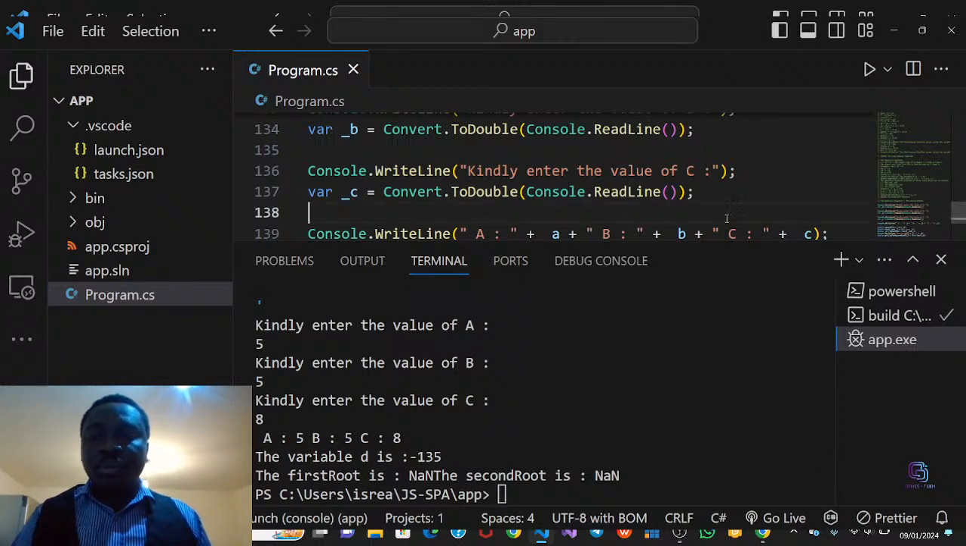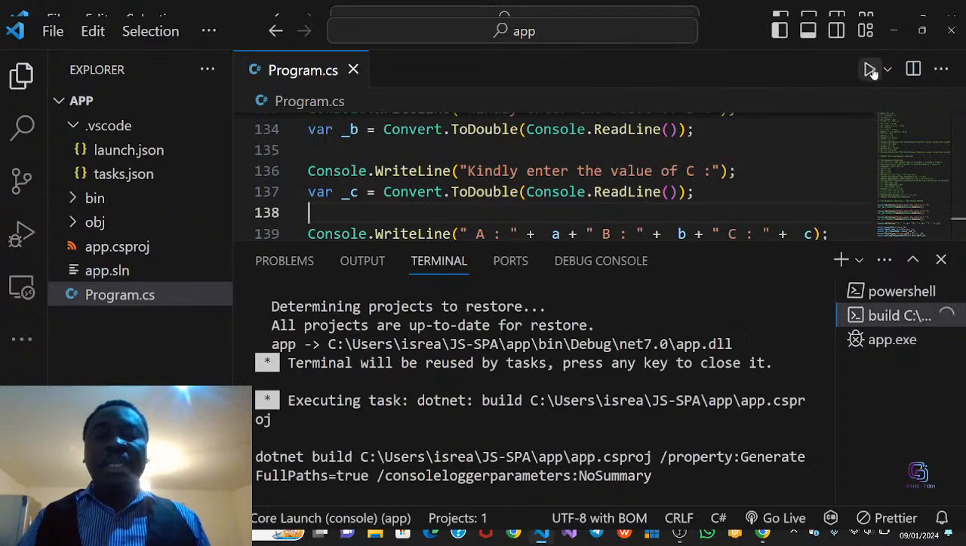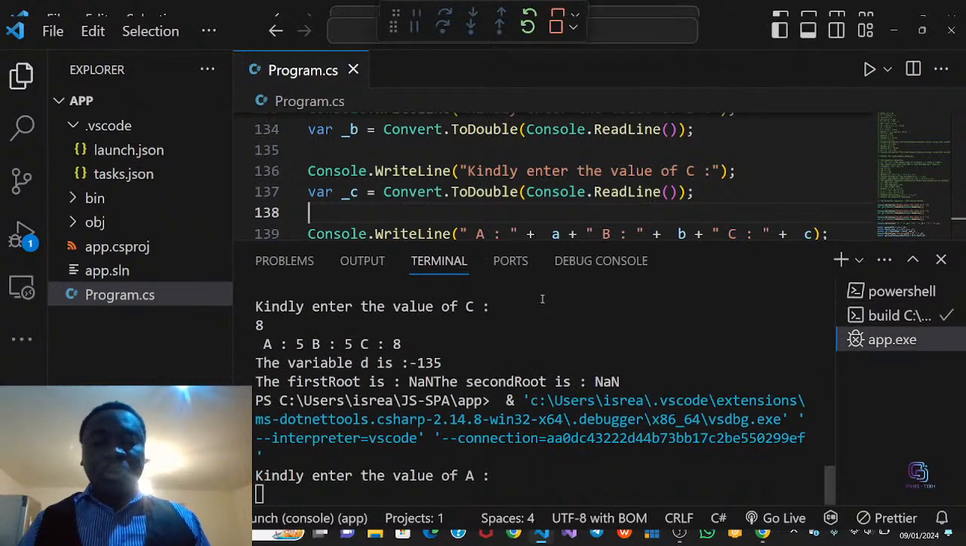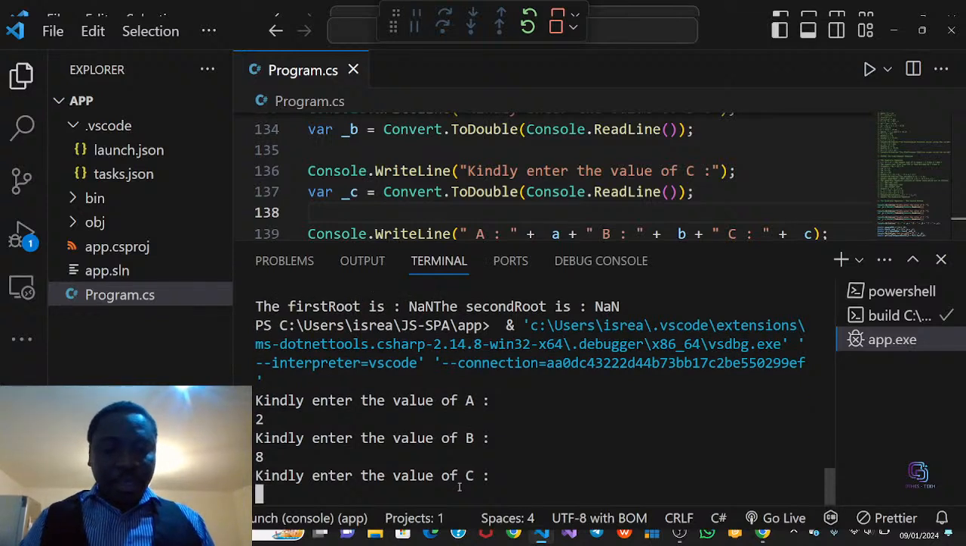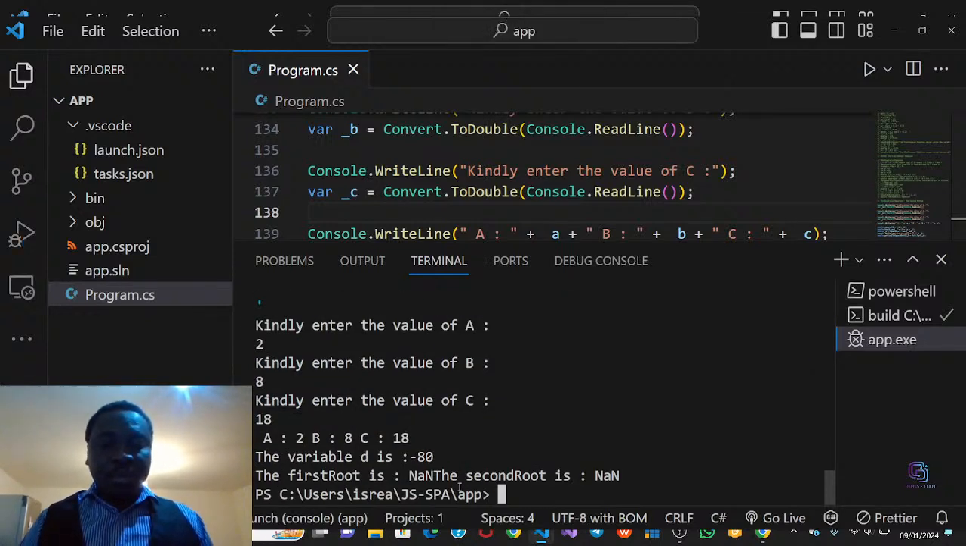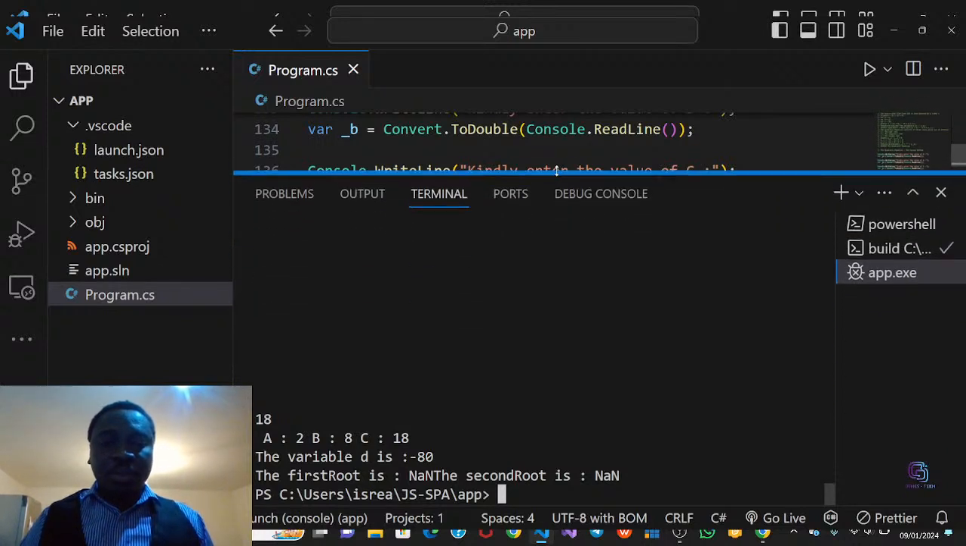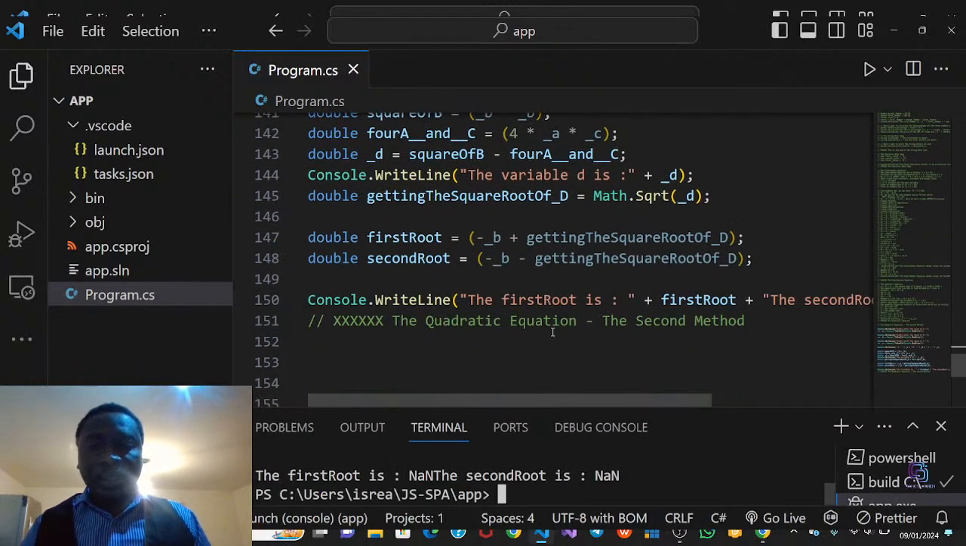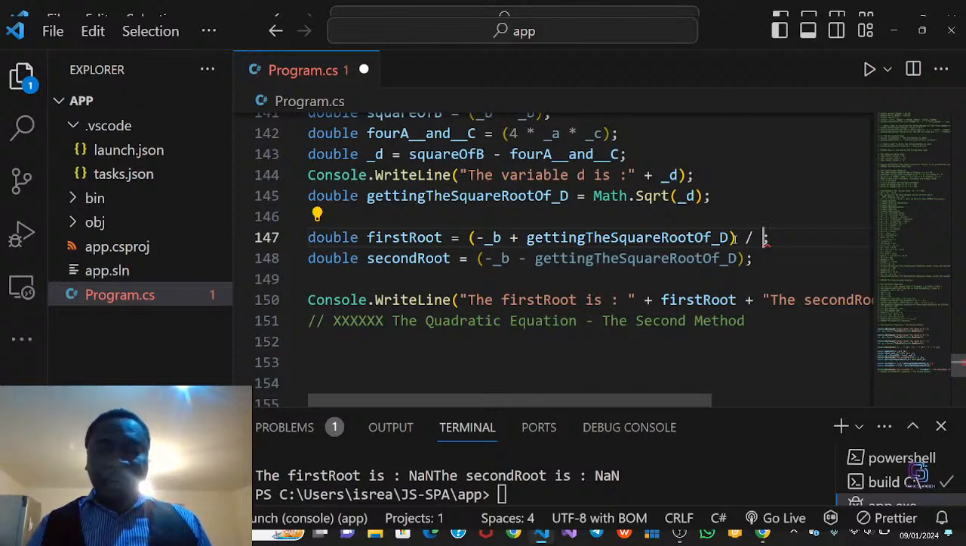So what will I do? We need to run the application again, and we enter 2, 8, and 18. Wow, that's not a root again. So with this, we need to look into it. Okay, it should be divided by 2a. Then we'll now divide it by 2 times a. I skipped that 2 yesterday.